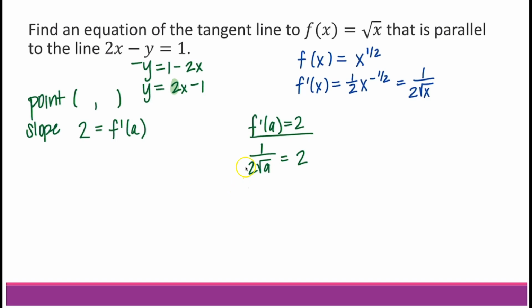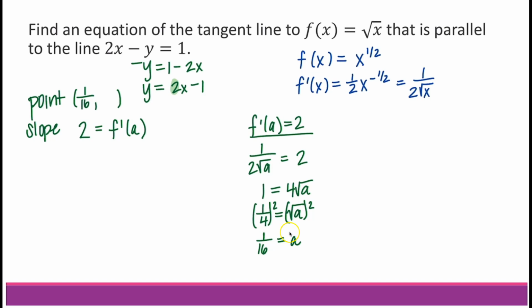Let's multiply 2 radical a to the other side. So 1 is equal to 4 times radical a. Let's divide by 4. So 1/4 is equal to the square root of a. Now to get a by itself, I'll have to square both sides. So I'll have 1/4 squared, that's 1/16, is equal to a. So we found a. A is equal to 1/16. And so I'm going to go ahead and come over here and substitute in 1/16 for a.